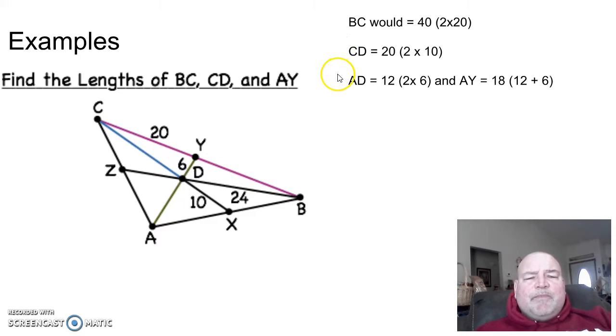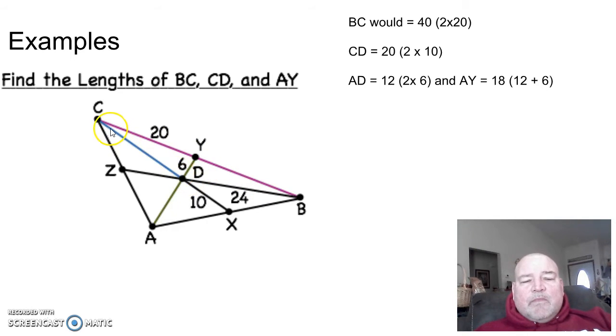Take a look at this example. Find the lengths of BC, CD, and AY. BC, well, that would be 40. Because Y is the midpoint, which means that BY would also be 20, and therefore the whole segment is 40.